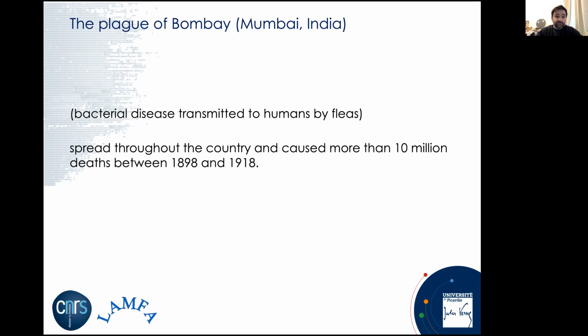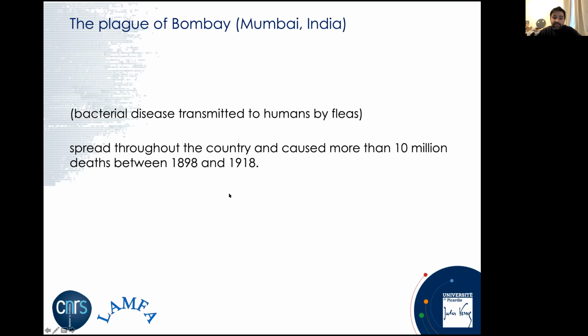So let me just remind you the story of the SIR model. It starts with the plague of Bombay. Today Bombay has changed its name; it is now Mumbai in India. The plague is also a disease transmitted to humans. For a very long time we believed that the plague was transmitted to humans by humans. But it's not true, it's transmitted by fleas.